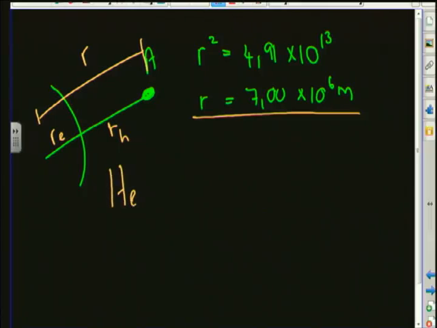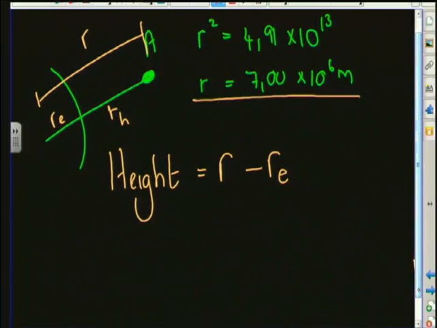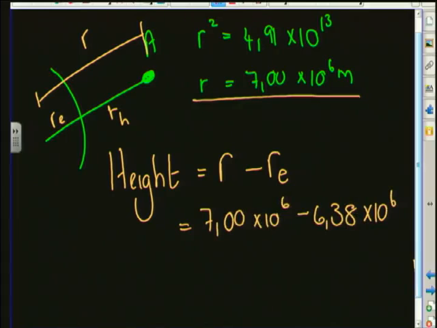So to get the height, it's going to be equal to the total distance, which is r, minus the radius of the Earth. So once again, you're now going, oh, but Tracy, I don't know the radius of the Earth. I know. It's on your information sheet. So I'm going to go 7,00 times 10 to the 6 minus 6,38 times 10 to the 6. Grade 12s, I don't know the radius of the Earth off the top of my head. I have to look it up, which means it's on your information sheet. That gives me 6,20 times 10 to the 5.